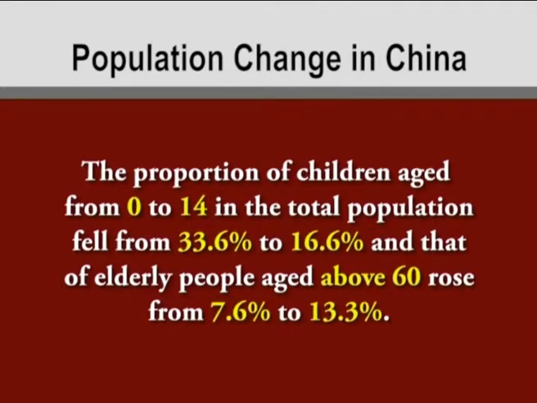The proportion of children aged from 0 to 14 in the total population fell from 33.6% to 16.6%, and that of elderly people aged above 60 rose from 7.6% to 13.3%.